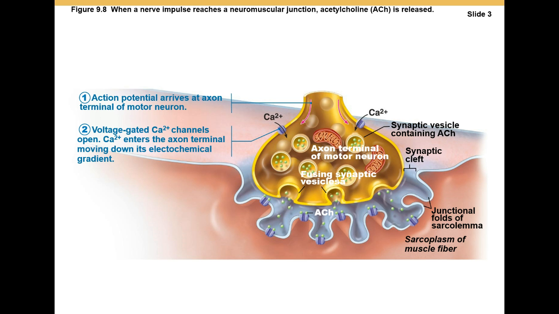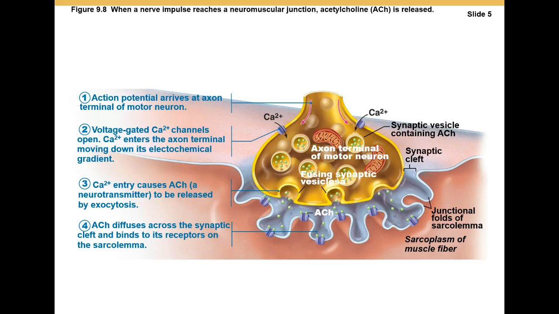Calcium will enter the axon terminal, moving down its concentration gradient and being pulled in a little bit by the electrical current as well. When calcium enters the axon terminal, it causes the synaptic vesicles to fuse with the outside, and that will release acetylcholine by exocytosis. So the calcium is the trigger for the release of acetylcholine by exocytosis.